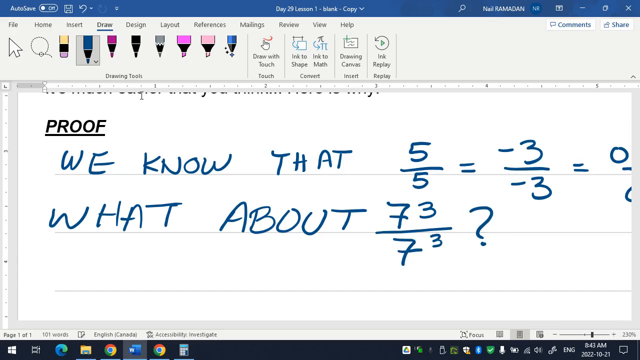Can someone tell me what rule applies here? Which exponent rule that we covered so far applies to this one? No. Which exponent rule applies? Is it the multiplication? Is it the division? Is it the negative exponent? Which one is it?